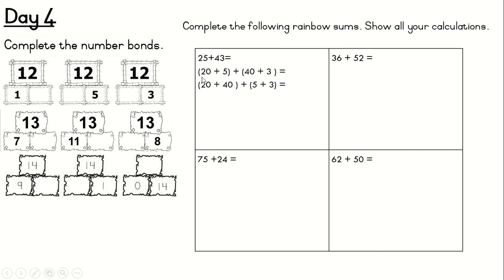This will be my apples. My apples are together in one basket. Plus, and then I put my units in one basket. 5 plus 3, and that's in one basket. To make it easier for yourself, now you can add up your tens and you can add up your units and then you add them together. So 20 plus 40 is equal to 60. 5 plus 3 is equal to 8. So 60 plus 8 is 68. And that's the whole calculation for a rainbow sum. Now you try the other 3.